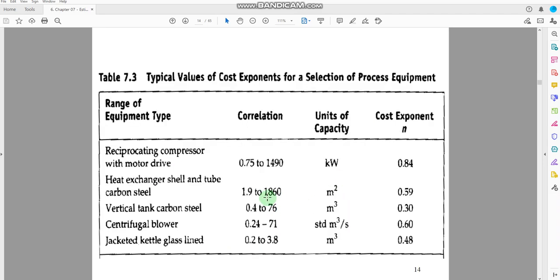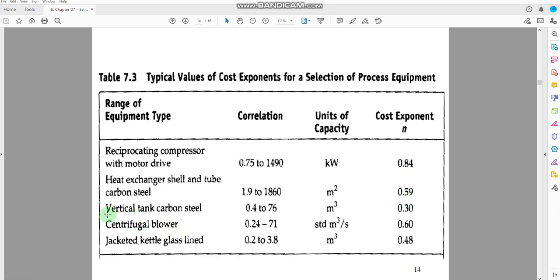This value for n is specific for different equipment and even for the plant. So let's see this one here. For example, if you are using some kind of reciprocating compressor, and the capacity of that compressor varies from 0.75 to 1490, then the cost exponent can be used as 0.84. If we are using some kind of heat exchanger with this capacity, then the value of n can be 0.59.